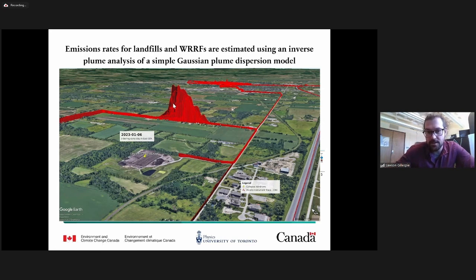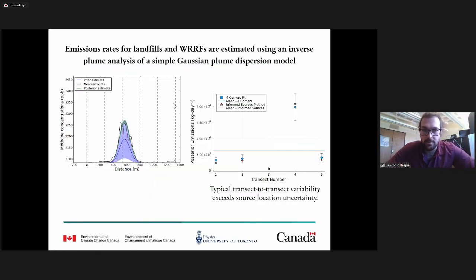And then what we do with these is a relatively rudimentary inverse analysis by fitting a very simple Gaussian plume dispersion model to these data. In particular, we fit the enhancement, or the area under this enhancement curve, and try to match that to our observations by changing the emissions rate from the facility as modeled. And this gives us our posterior estimate of what the emissions would be from this facility.